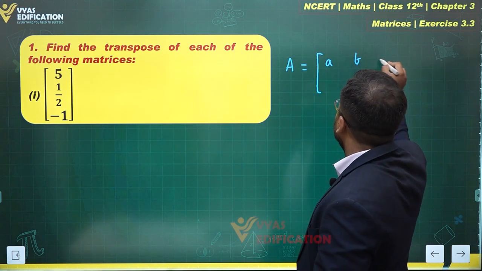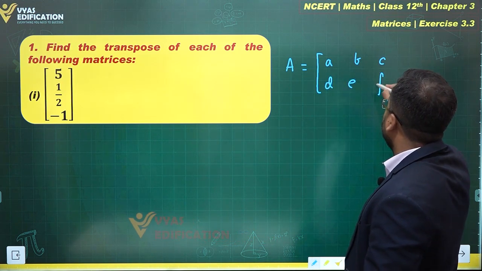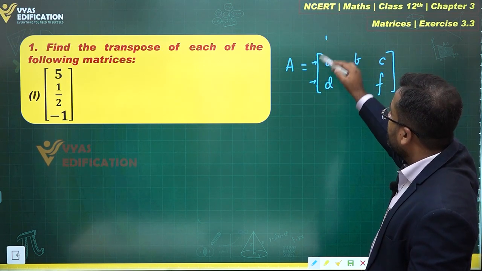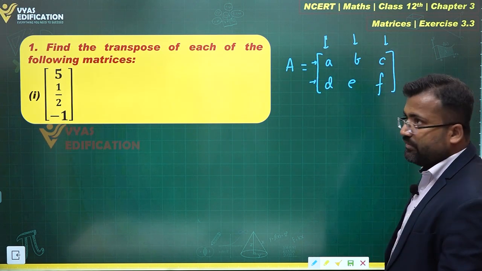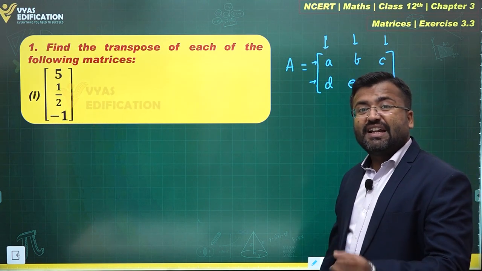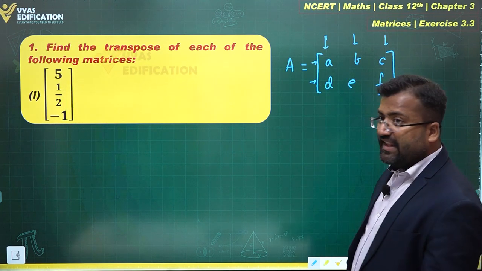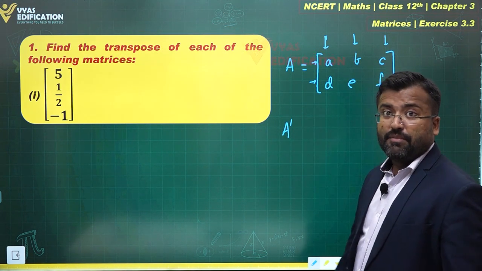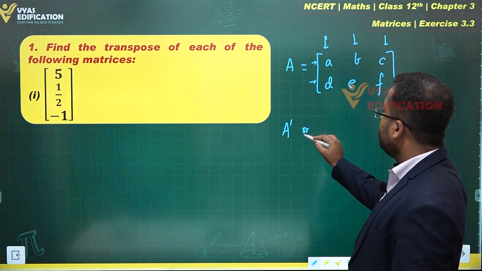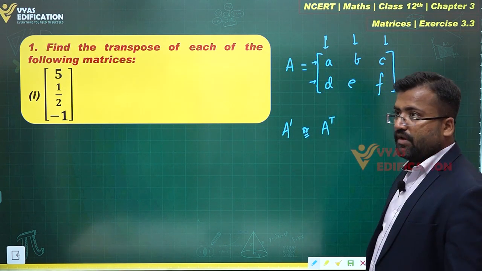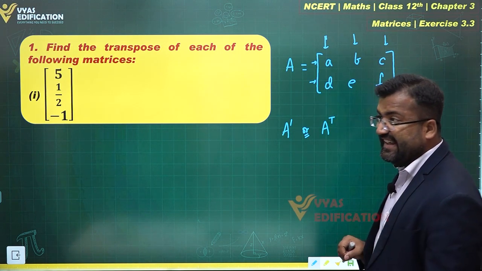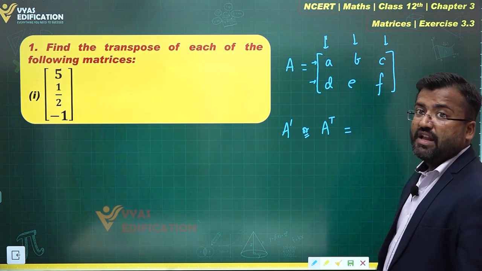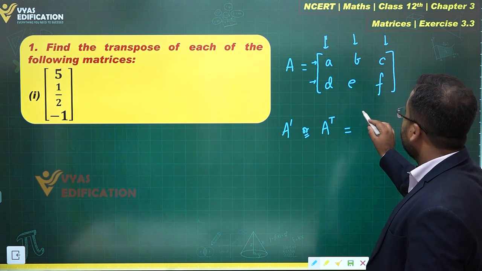What does that mean? Let us say you have a matrix A, B, C, D, E, F. So this here is the first row, this here is the second row, and this is the first column, second column and third column, right? The rows and columns are interchanged, and what you get after that is the transpose of this matrix, which is represented by A prime. This is A transpose, or it may be represented by the symbol A with a superscript T, or a superscript prime, A prime or A T.